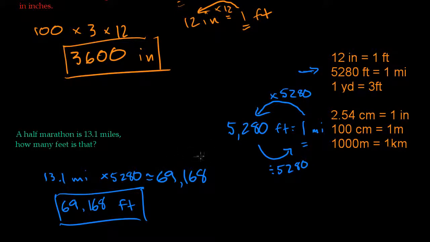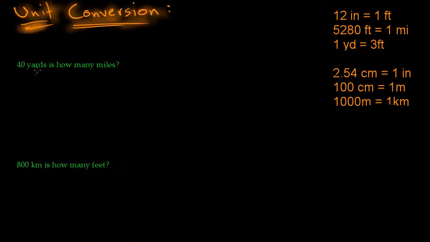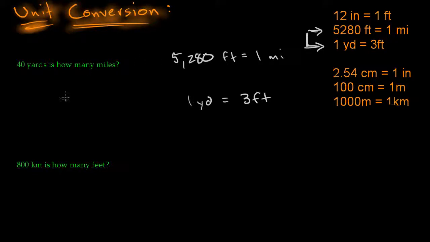Let's do some examples of some problems that require a few more steps. 40 yards is how many miles? To answer this question, I need to find yards, and this conversion for yards converts yards to feet, and then I need to convert to miles is what I'm trying to get to. So I notice also that here I can turn feet into miles. So I'm going to have to use these 2 conversion facts. So since I'm starting with yards, I'm going to convert yards into feet and then feet into miles.